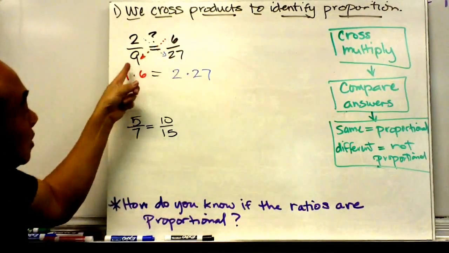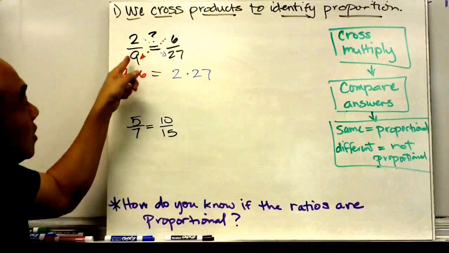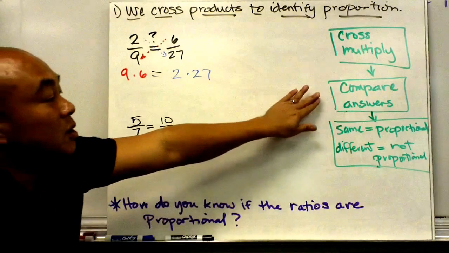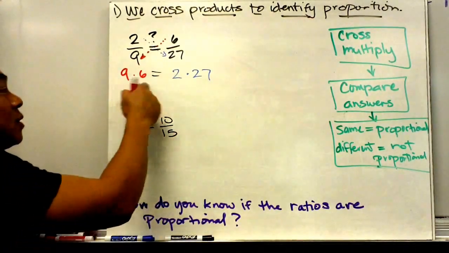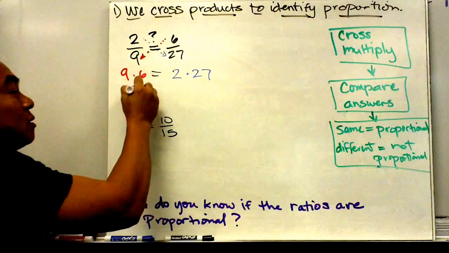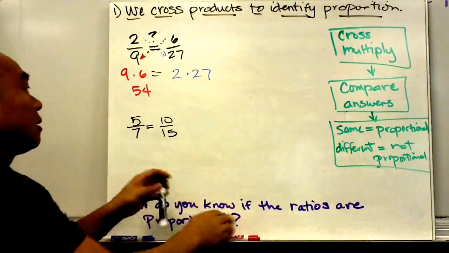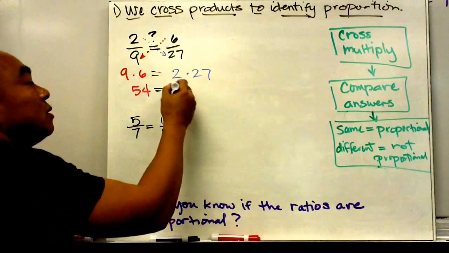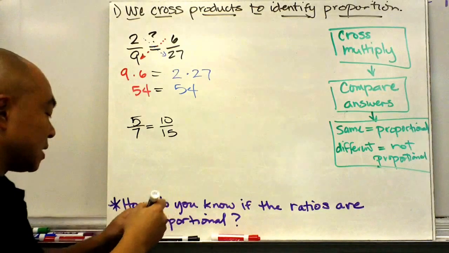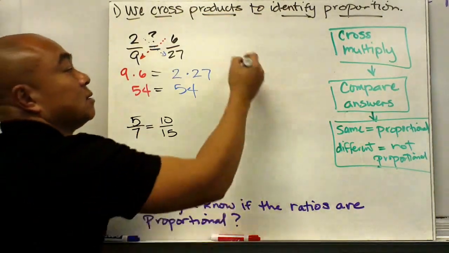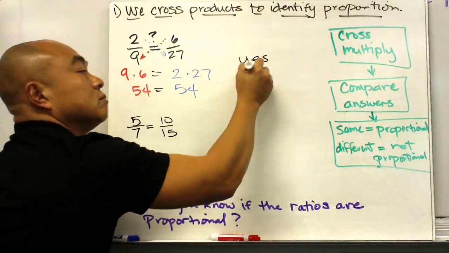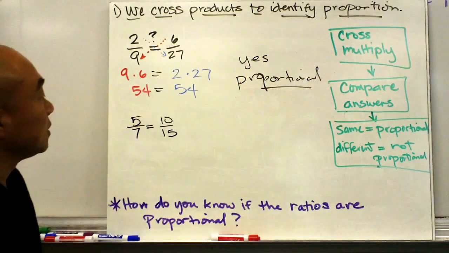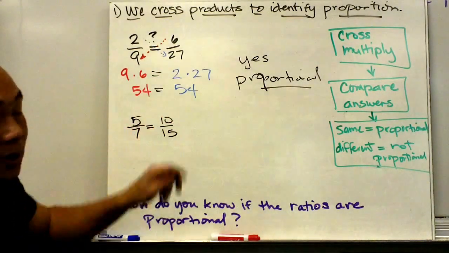So you're going to cross multiply, and now you have these two numbers and these two numbers, and I'm going to finish it up. We're going to compare the answers when you're done. 9 times 6 is going to give me 54. And then 2 times 27 is also going to give me 54. So this is telling me, yes, proportional. And that's it. You cross multiply and you check answers.